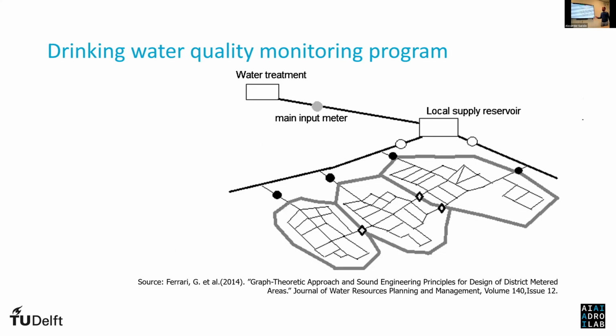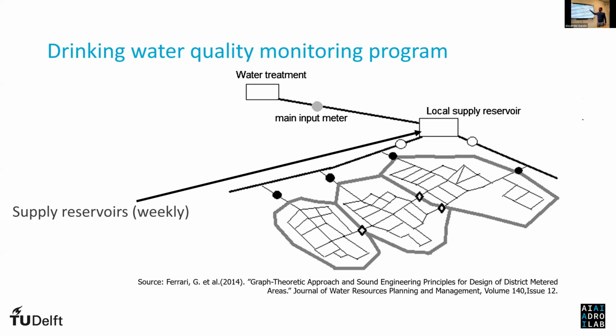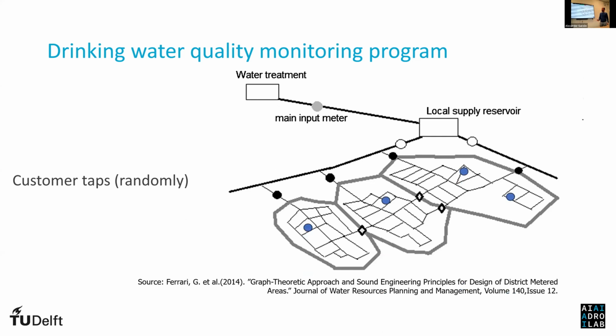As regards the monitoring program, water companies are collecting data to measure different water quality parameters from the outlet of the treatment. They do it every day. From the outlet of the service reservoir, they do it every week. And then they go randomly to houses, and they open the tap, and they take a sample, and they go to the lab and measure the data.